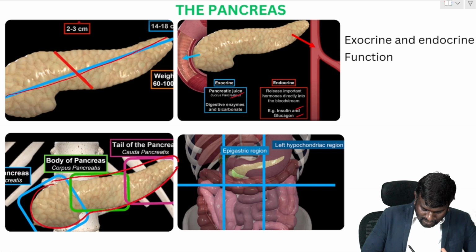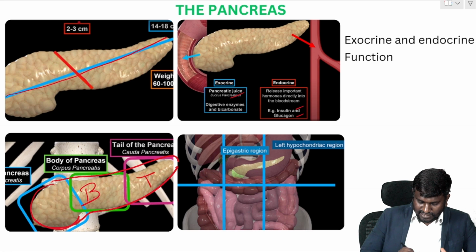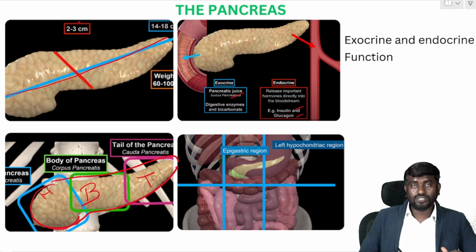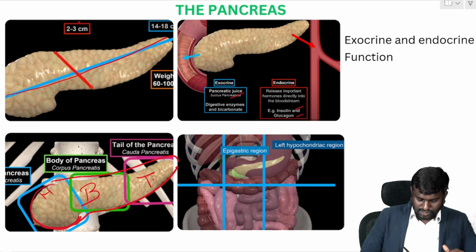This is going to be the uncinate process right over here. This is going to be the body of the pancreas. This is going to be the tail of the pancreas, and you can call it the head as well. And here we have the uncinate process.